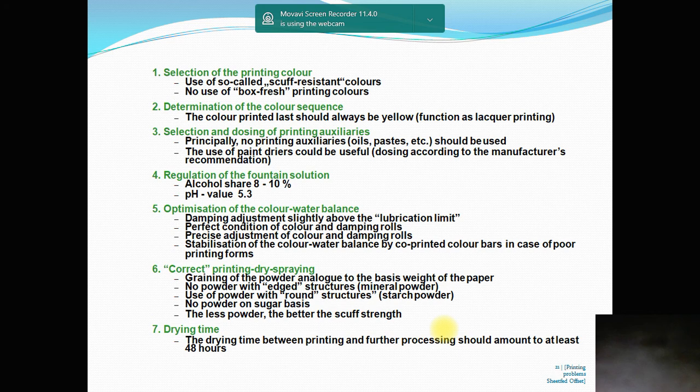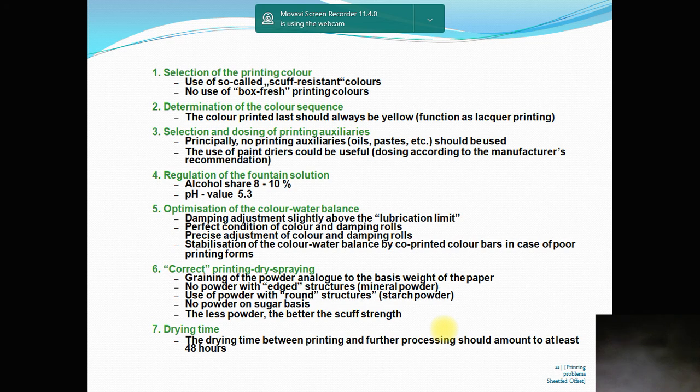Regulation of the fountain solution: as we know, the alcohol share should be 8 to 10% and the pH value should be 5.3. Optimization of the color water balance is also very important. Dampening adjustment slightly above the lubrication limit. Perfect condition of color and dampening rollers. Precise adjustment of color and dampening rolls. Stabilization of the color water balance by co-printed color boards in case of poor printing form.